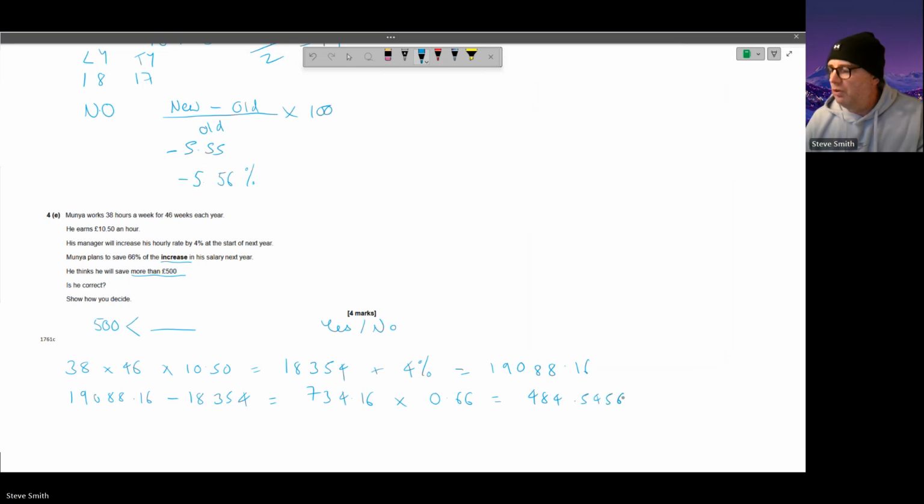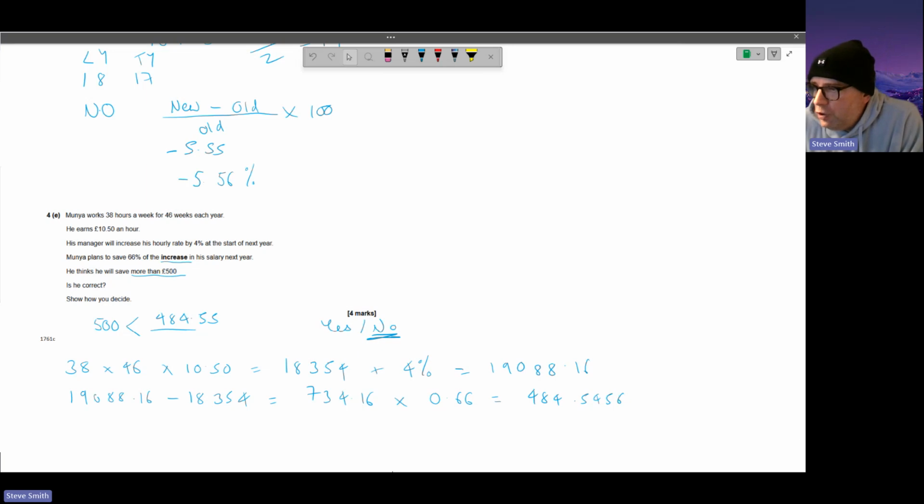5456. So we can put 55, can we? It's still not there. 484.55. Is he correct? No. 484 is less than 500. So no, he's not correct. How have we decided? Well, we can clearly see that £484 is not 500.